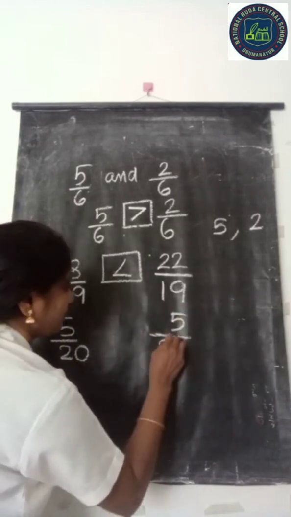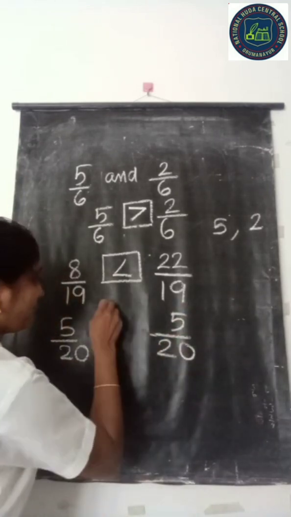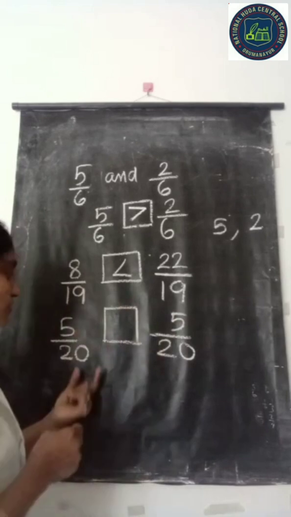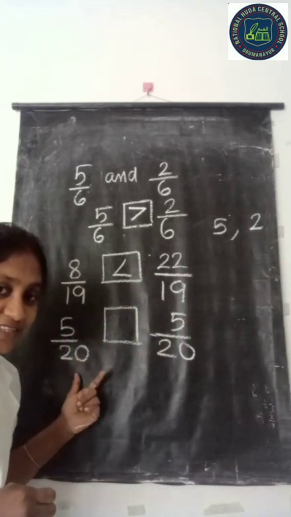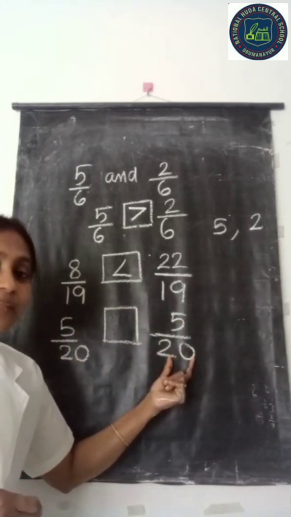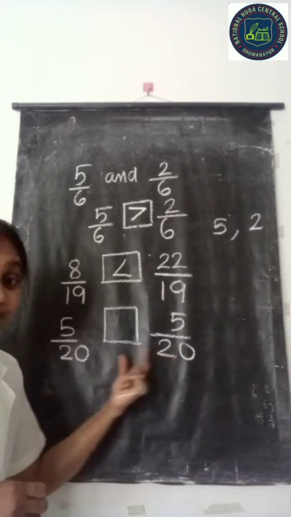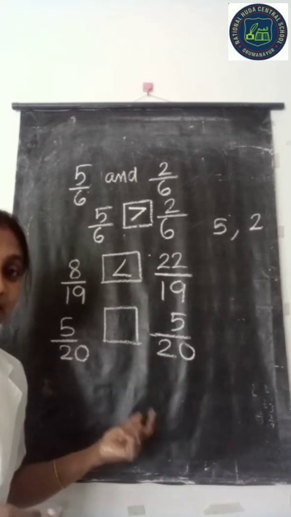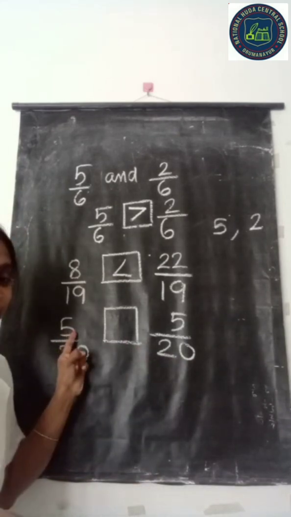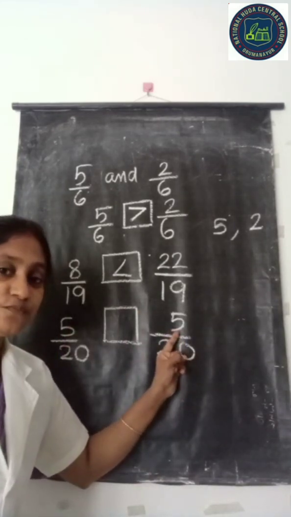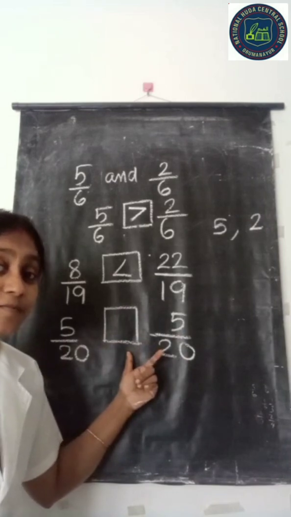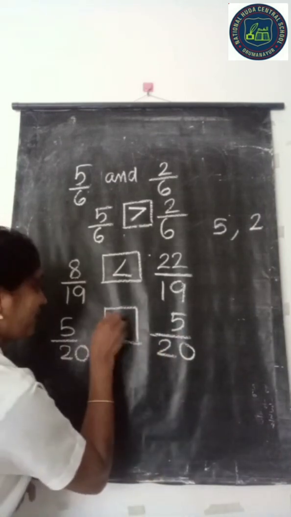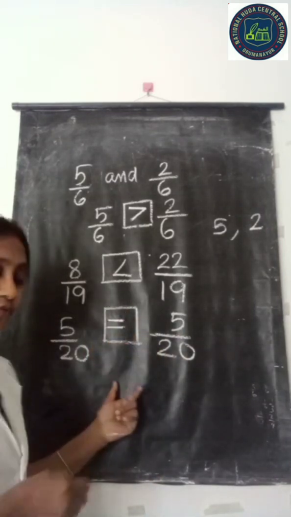5/20 and 5/20. Here the denominator is 20. Here also the denominator is 20. That means these two fractions are like fractions. Now we can check the numerators. Here the numerator is 5, and here also the numerator is 5. So these two are equal. Therefore we can write 5/20 is equal to 5/20.